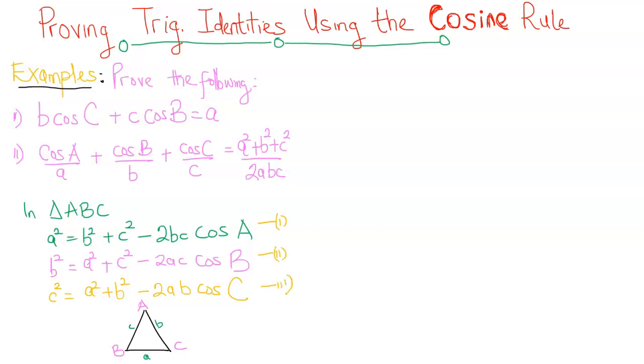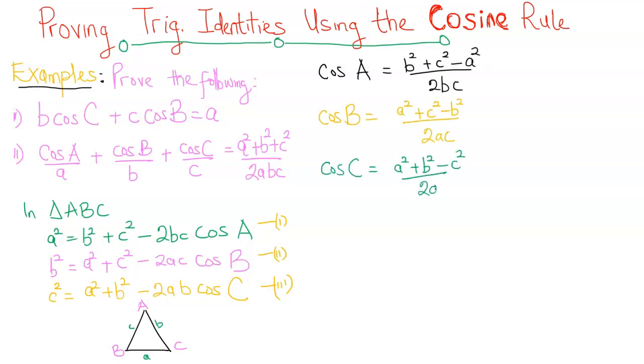and equation 3. From equation 1, I can make cos A the subject, and that's going to fetch me cos A equals b squared plus c squared minus a squared over 2bc. All I've just done here is to move 2bc cos A to the other side, it becomes a plus, then move a squared to the right, then divide both sides by 2bc. Similarly for cos B and cos C. So I'm going to be relying on all of these to solve the problems in the examples.